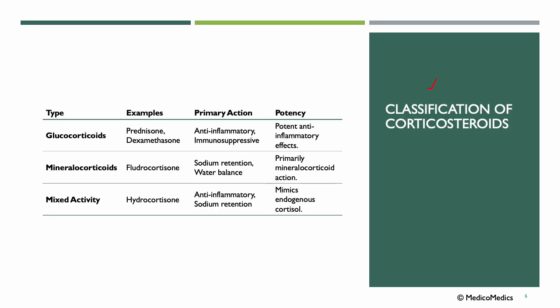Now let's do some brief classification of these corticosteroids. So we have the glucocorticoids, examples, prednisone, dexamethasone. Their primary actions include that they are anti-inflammatory and immunosuppressive. So for example, we're talking about cortisol here. What about the mineralocorticoids like aldosterone? An example of an exogenous one is fludrocortisone, and the primary action is water balance and sodium retention. Then we have some mixed ones like hydrocortisone. It has both anti-inflammatory effects and sodium retention.